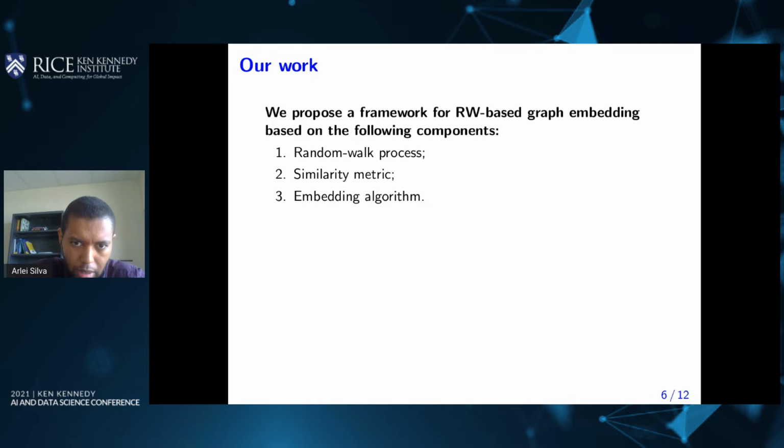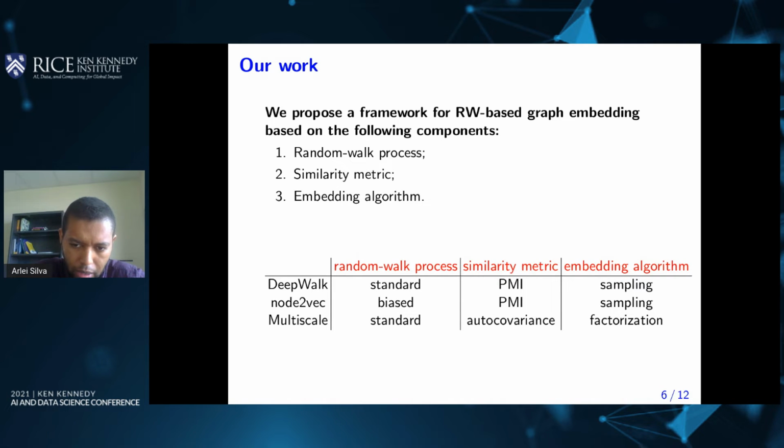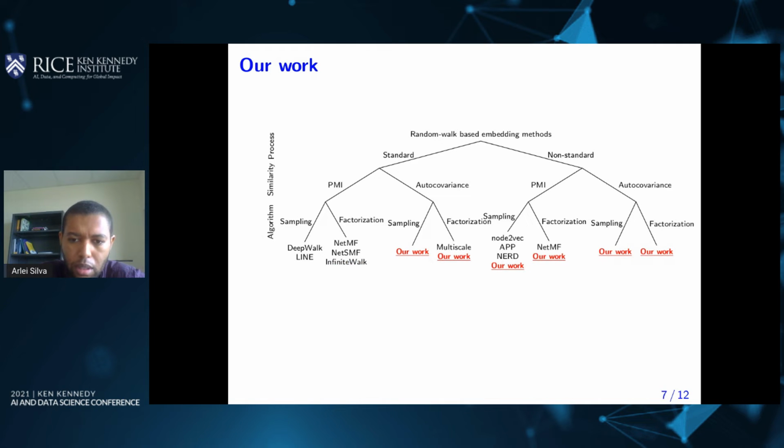So by looking at these three dimensions, we can categorize the main methods in the literature. For instance, DeepWalk uses a standard random walk process. The similarity metric is called pointwise mutual information, and the embedding algorithm is sampling. And you can also use this to categorize the existing work in the literature, and you can see there's plenty. But also you can find that there are some areas of this space that have not been explored yet. So this is also an opportunity to fill these gaps in this area, which is quite interesting.